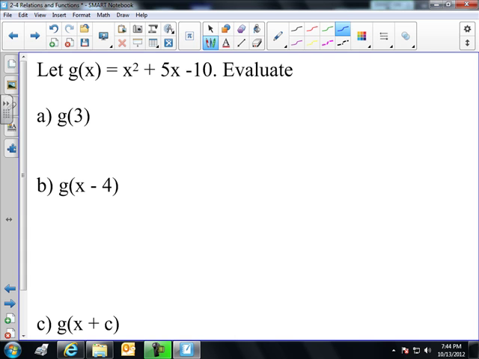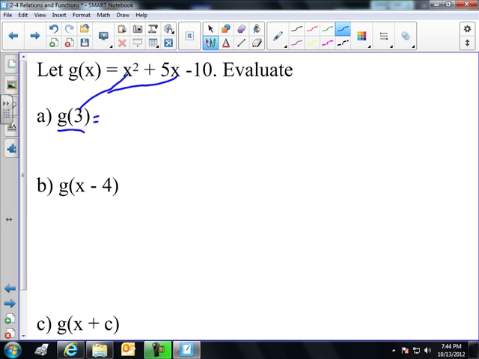If we've got a function, we're going to call it g of x, or the g function, equals x squared plus 5x minus 10. If we are to find g of 3, then that means we're going to evaluate this function g when x is equal to 3. So what we're going to do is, wherever we see an x, we're going to replace that x with the number in parentheses here, so we'll replace that x with a 3.